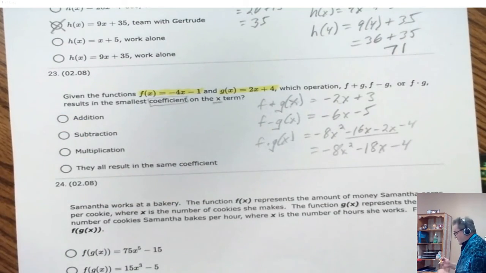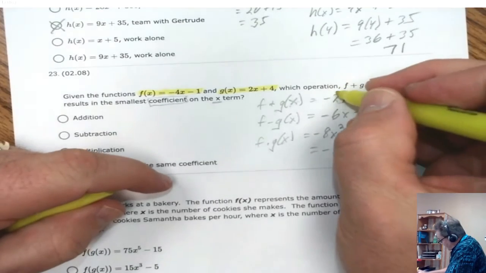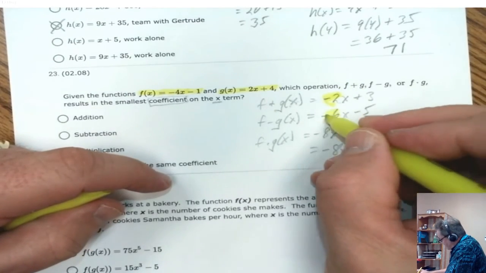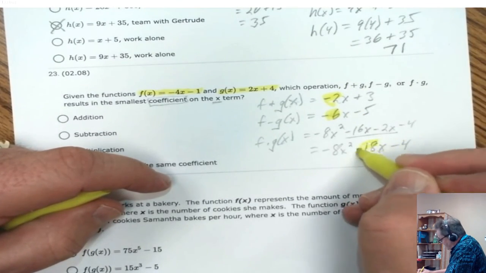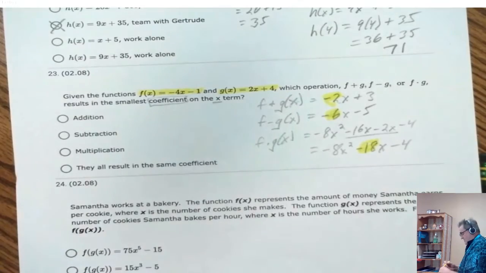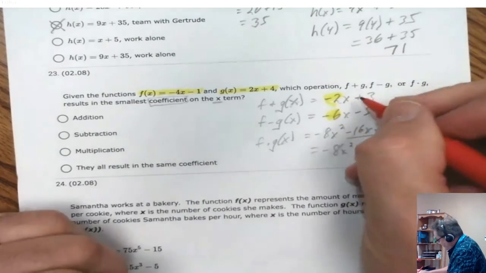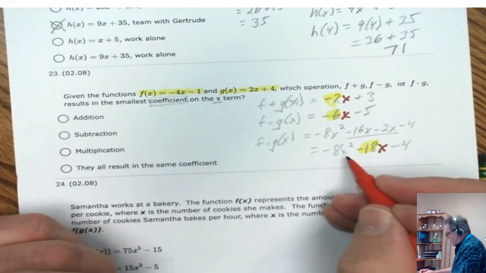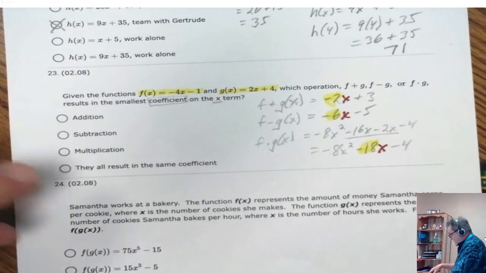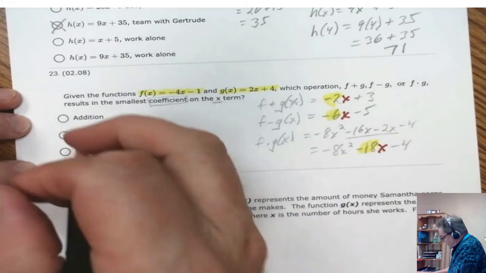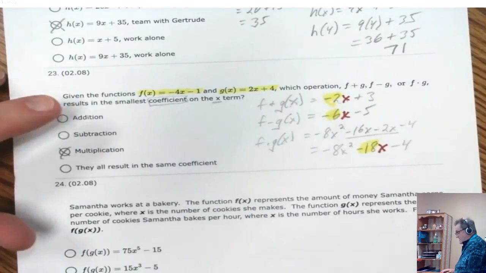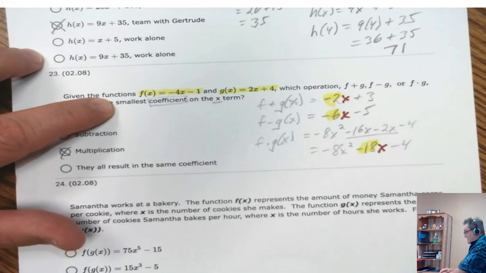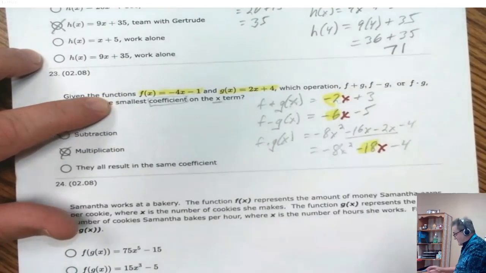So what is the coefficient of the x term? The coefficient there is negative 2. The coefficient there is negative 6. The coefficient of the x term is negative 18, because that's the x term. This is x squared, that's not the x term. But still, multiplication has the smallest coefficient. Negative 18 is smaller than negative 6 and negative 2.